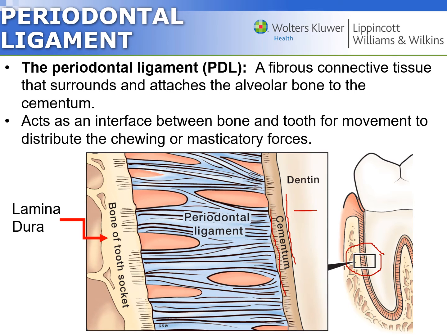So the periodontal ligament acts as an interface between the bone and the tooth for movement of chewing and masticatory forces. All these ligaments are kind of like the shocks on your car. They're going to be going all different ways to be able to support whatever we do with our teeth, that will still keep our tooth in the socket.